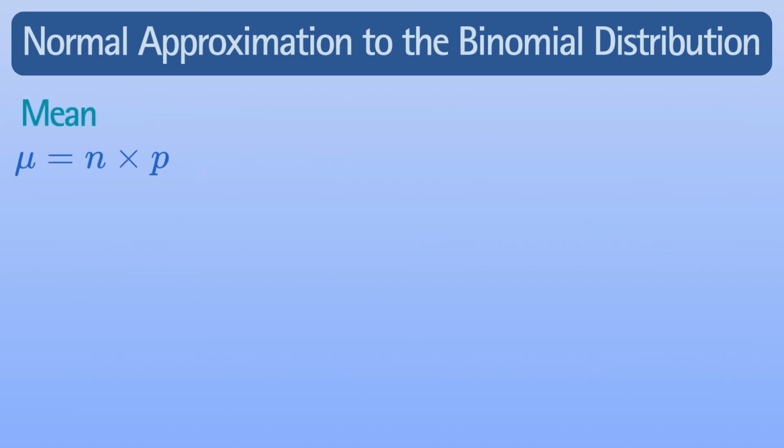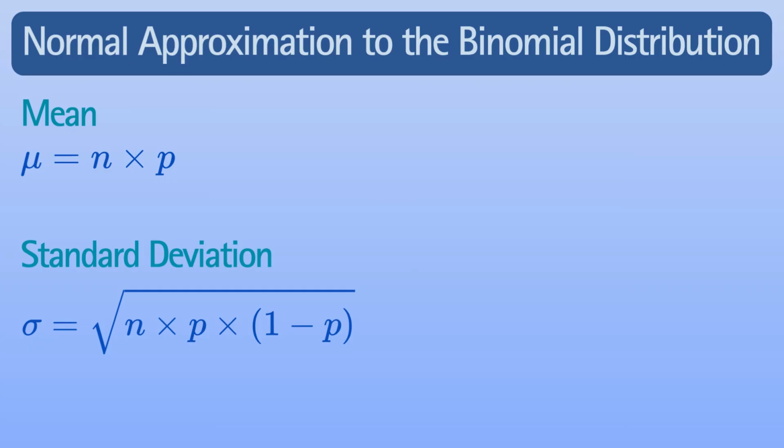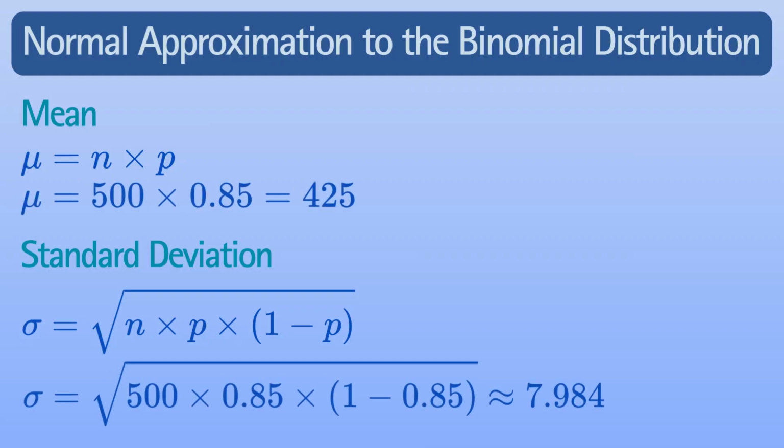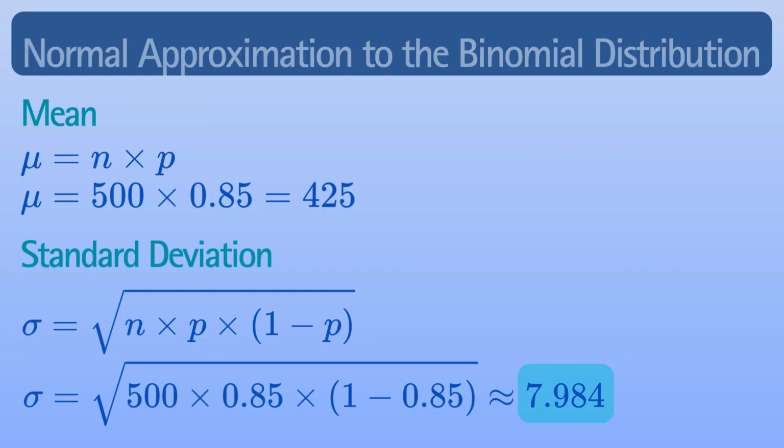First, we need to calculate the mean and standard deviation of the approximated normal distribution using the following formulas. For this problem, the approximated normal distribution has a mean of 425 and a standard deviation of 7.98.